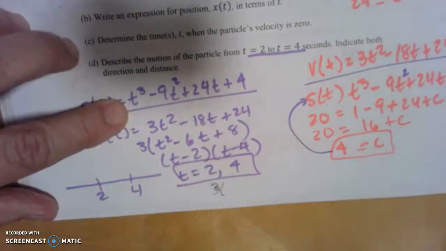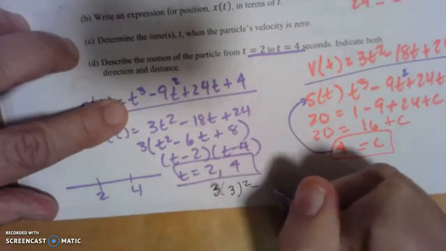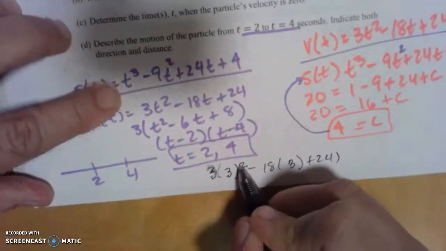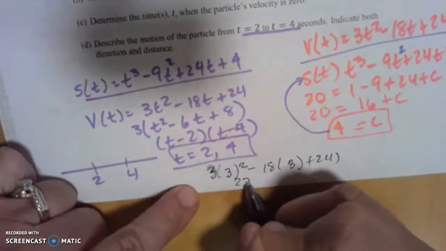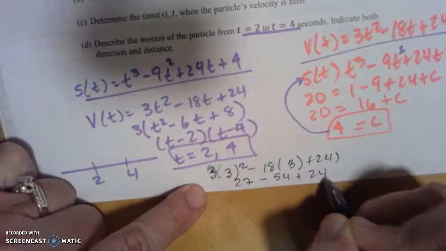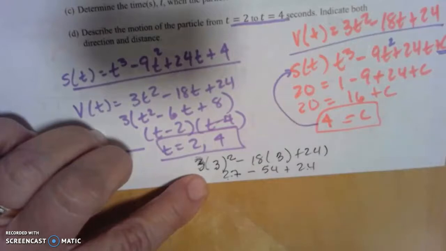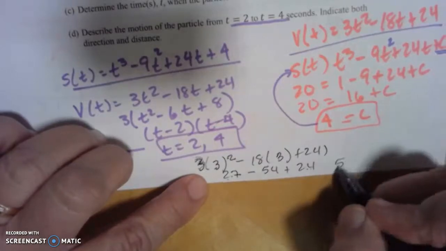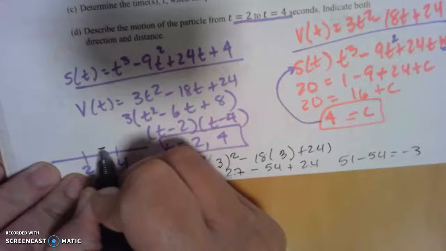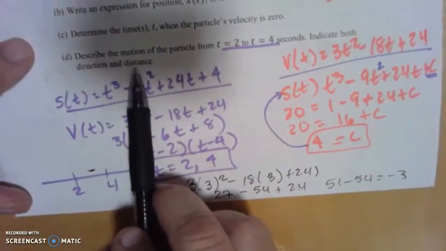Why does this pen not work? 3 times 3 squared minus 18 times 3 plus 24. So I'm going to get 27 minus 54 plus 24. Well, what's 27 and 24? That's 51. 51 minus 54 equals negative 3. So we get a negative, and it says indicate both direction and distance.